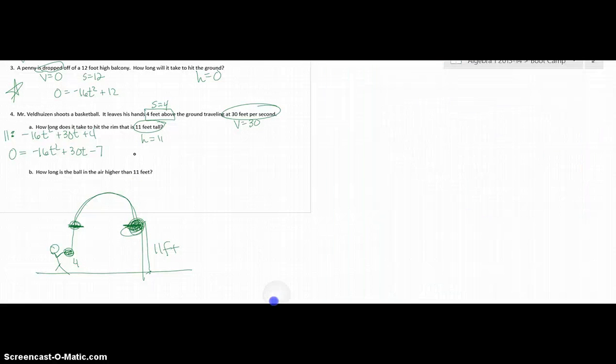So t equals 1.6. So the ball will hit the rim after 1.6 seconds.